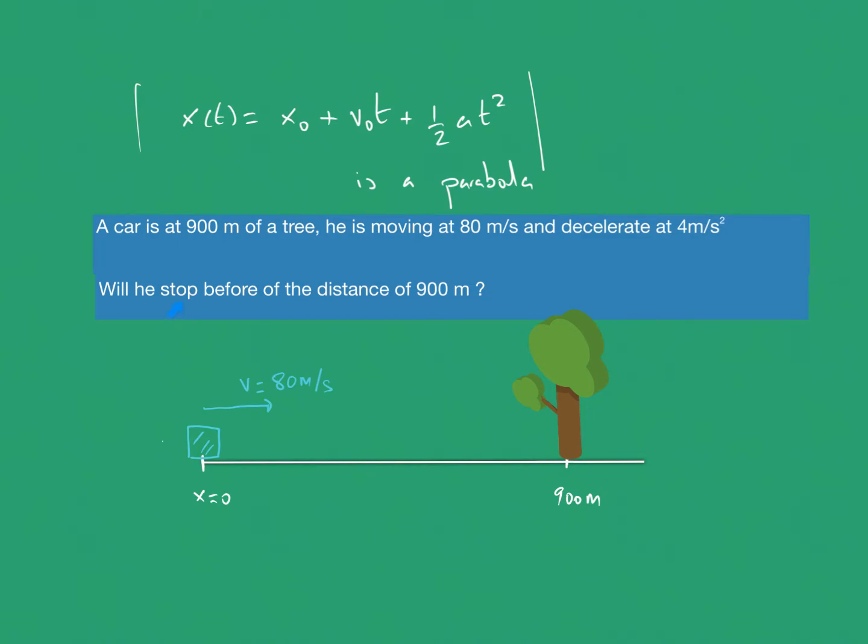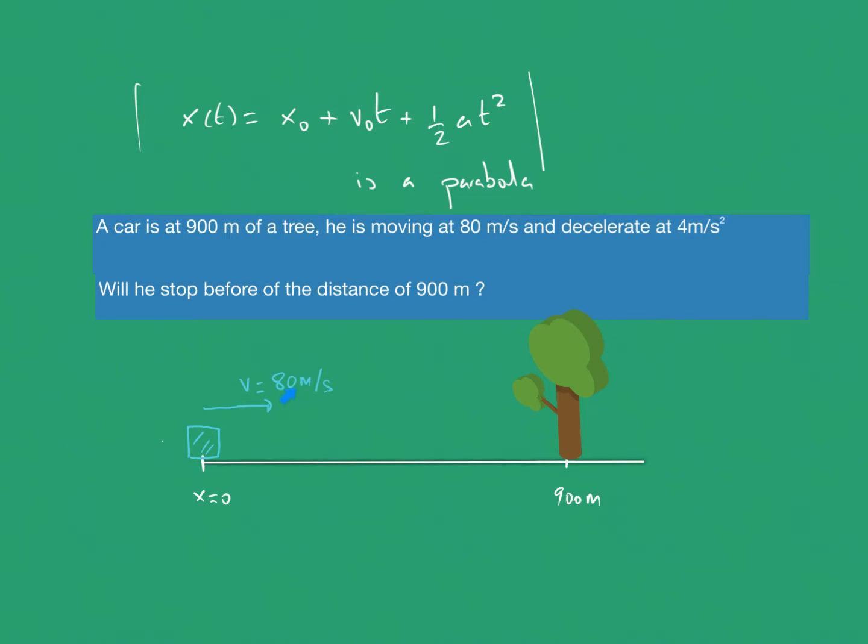So the question is, will he stop before the distance of 900 meters? This is an important question, because if he doesn't stop before 900 meters, he will have a collision with the tree. So we need to calculate perfectly if he will stop or not. So let's do the calculation. We will find the velocity v as a function of time.